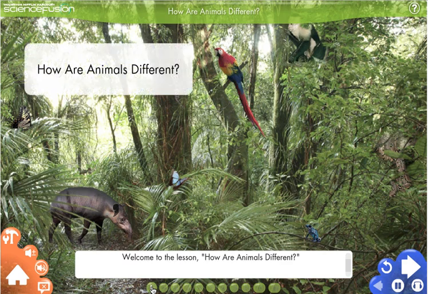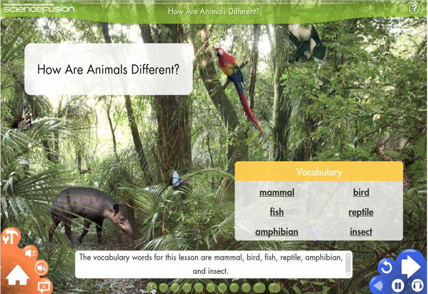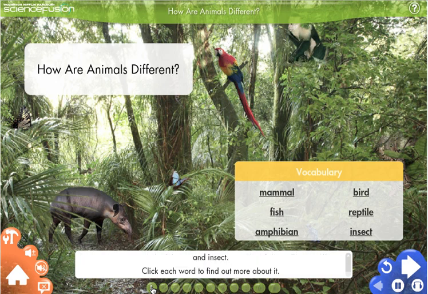Welcome to the lesson, How are animals different? The vocabulary words for this lesson are mammal, bird, fish, reptile, amphibian, and insect. Click each word to find out more about it. We will do some practice with the vocabulary at the end of the lesson.